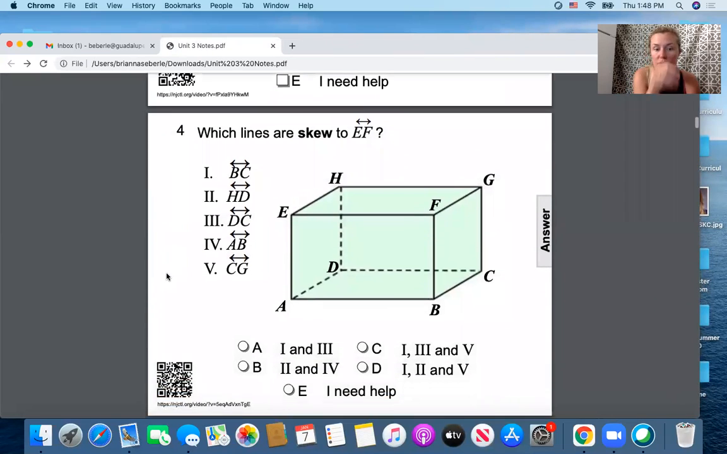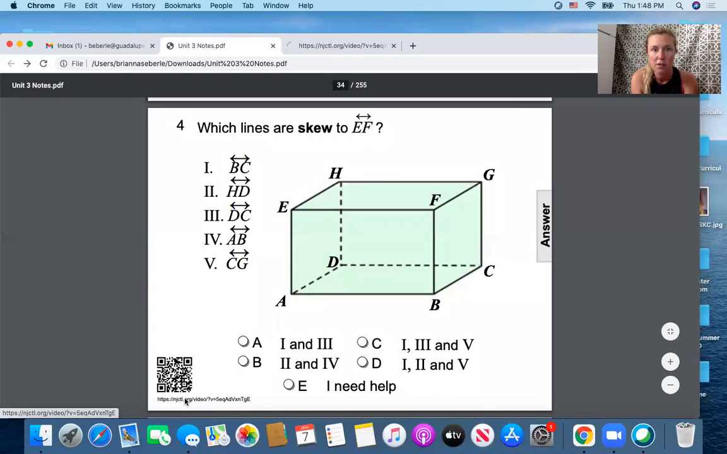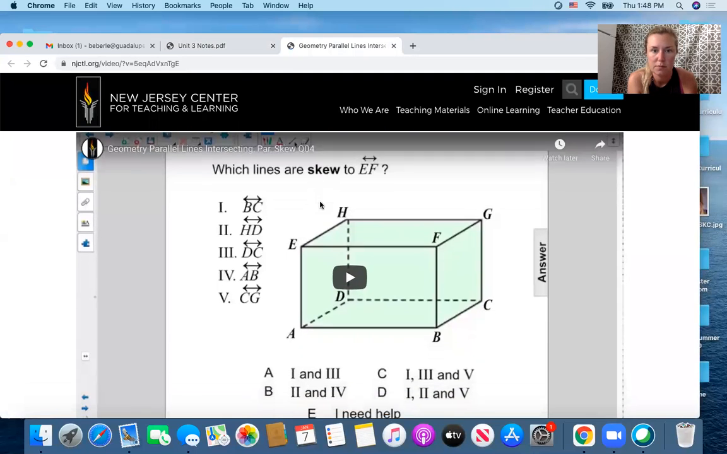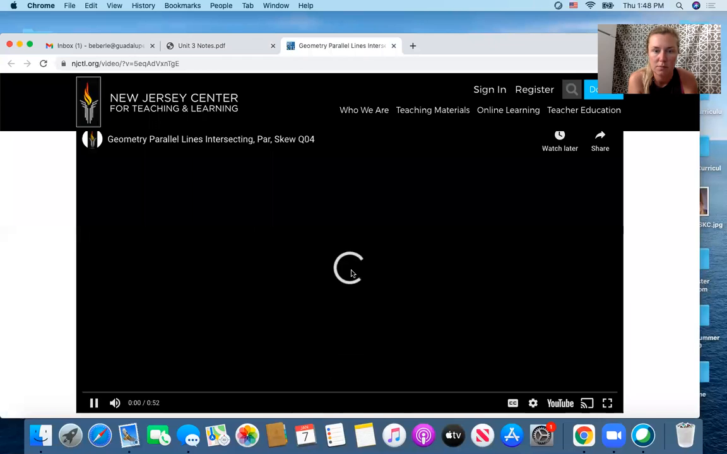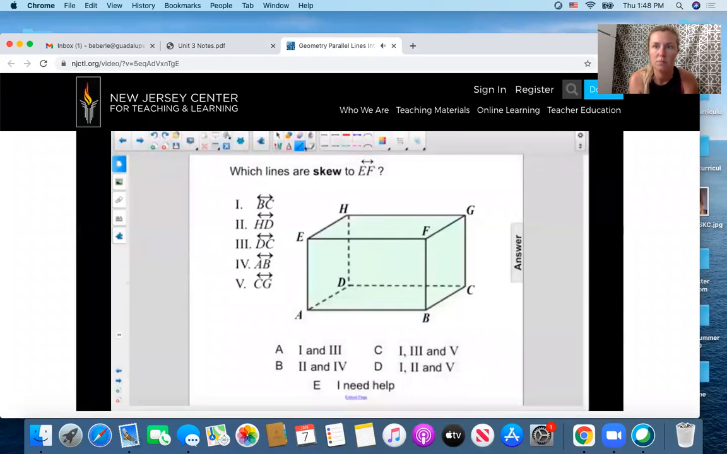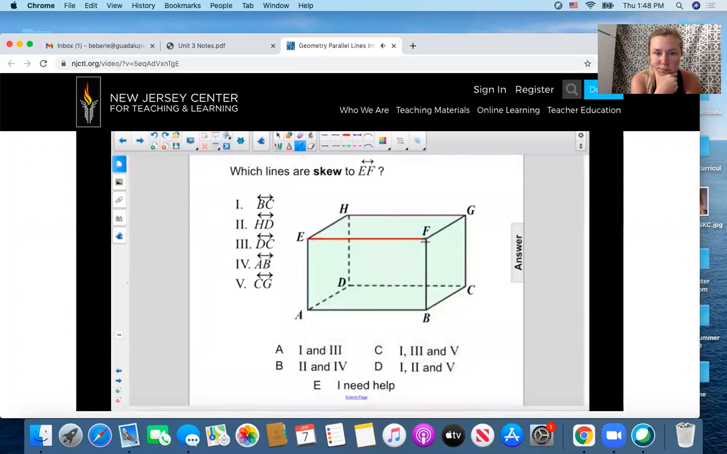Which ones are skew? Skew means that they're not parallel, they're not perpendicular, they're not touching, and they don't make any sense with each other. So here goes skew. Which lines are skew to EF? All right, so we have a line here. Here's EF. Now, which lines are skew?